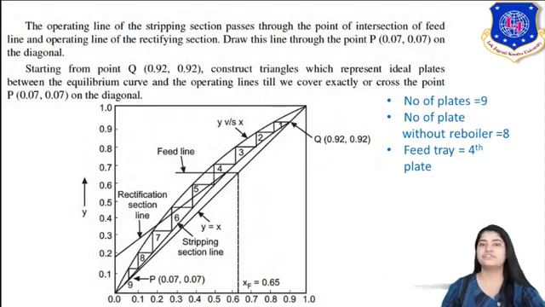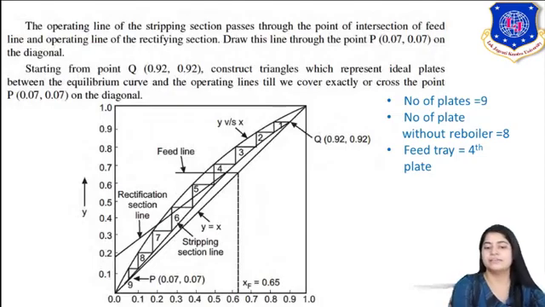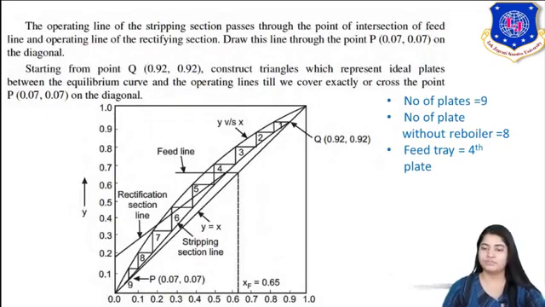Now, location of the feed plate. See, at stage 4, the feed line, which is horizontal, intersects with the rectification section line and the stripping section line. When the three lines intersect with each other, that stage is your feed plate. Hence your feed tray is the 4th plate. So this way you plot the number of stages on the graph using the McCabe-Thiele method.